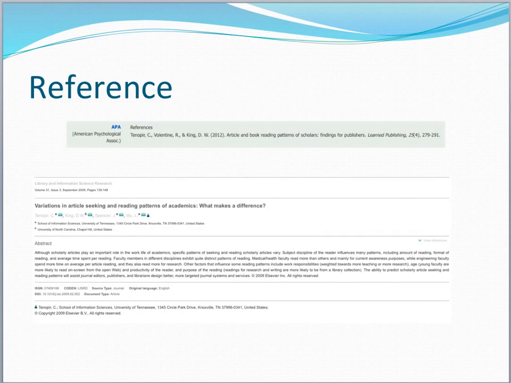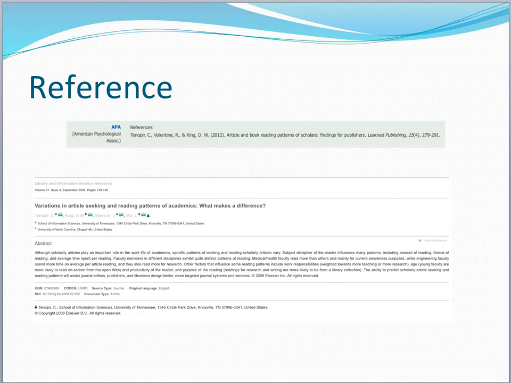Okay, here we have an example of a reference in APA style. In this case, it says Tenopir C., Valentine R., King D.W., 2012, and then the name of the article, Book reading patterns of scholars: Findings for publishers, then the name of the source, Learned Publishing, and then the volume, issue, and pages. So with this information, what we do is we apply bibliometrics and citation analysis.